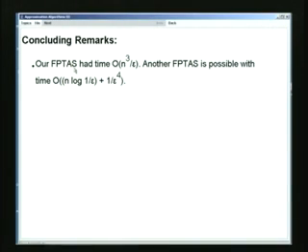I just want to make a few remarks. Our FPTAS had time of n cube upon epsilon. It is possible to devise another FPTAS with a different expression, n log 1 over epsilon plus 1 over epsilon to the 4th. So in many practical situations, this might be a better algorithm than this. But this is of course more complicated as well, and we are not going to look at it.